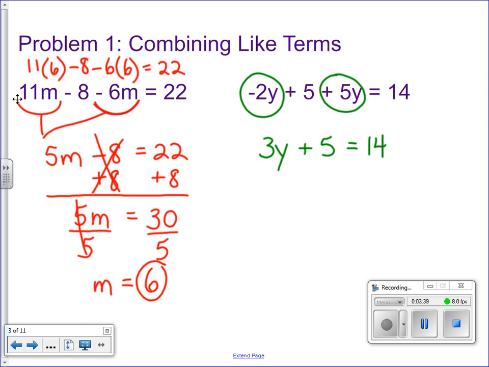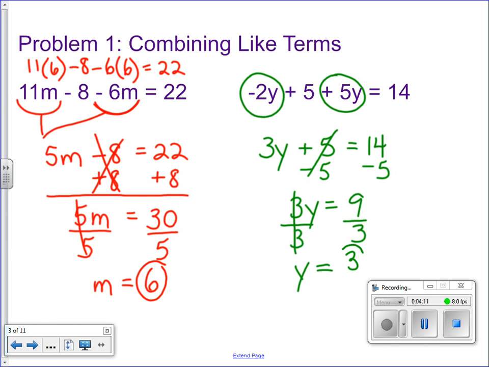Working backwards, we're going to subtract the 5 from each side. That leaves us with 3y equals, on the right side, 14 minus 5 is 9. And then to undo the multiplication of 3 times y, we're going to divide both sides by 3. 3 divided by 3 is 1. 1 times y is y. Y is now isolated on the left-hand side, and on the right-hand side, 9 divided by 3 is 3.